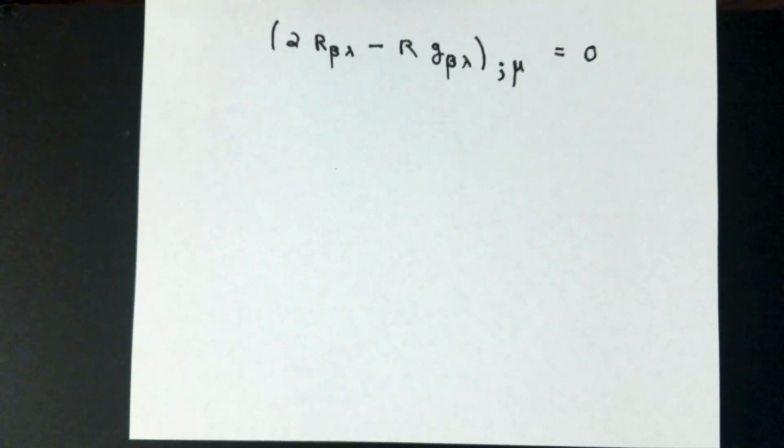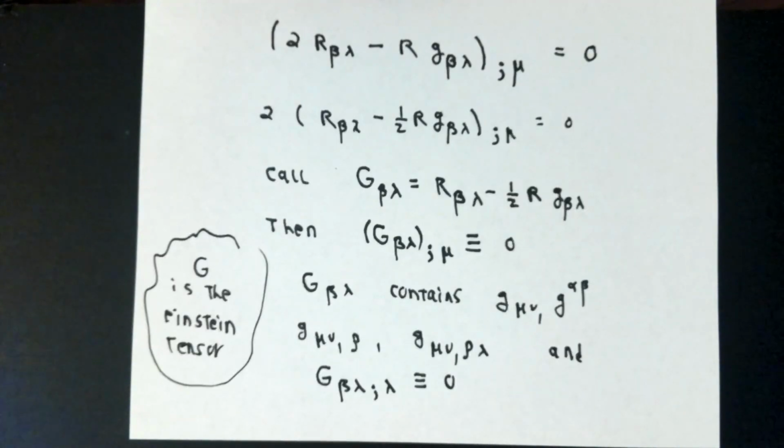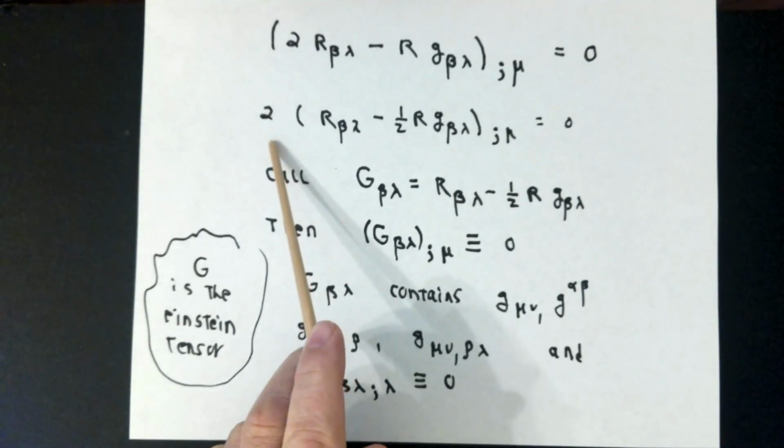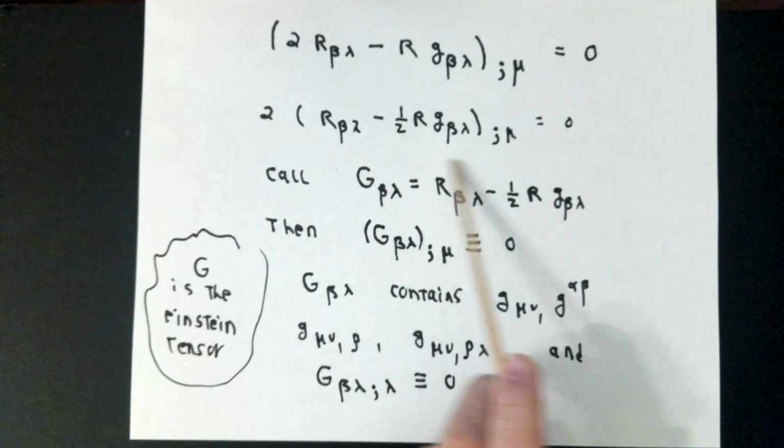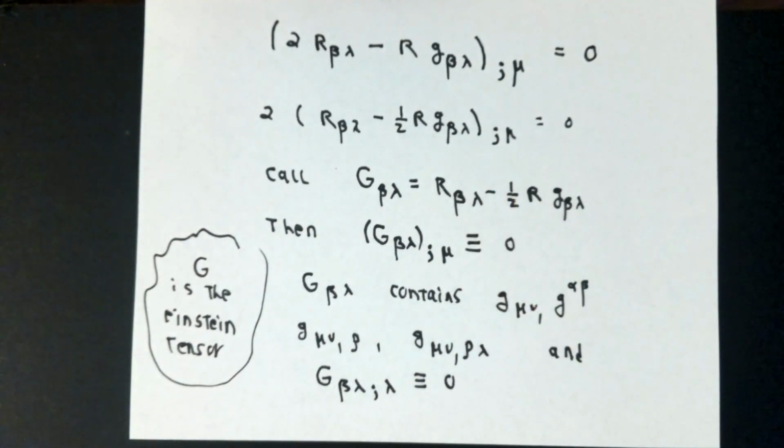I do have to make a comment. This would be true if I multiplied the tensor components inside the parentheses by 7 or 12 or any constant. So there is a little bit of wiggle room here. We'll talk about that later. Since we do have that wiggle room in terms of constant factors, I'm going to factor the 2 out. This still has divergence 0.